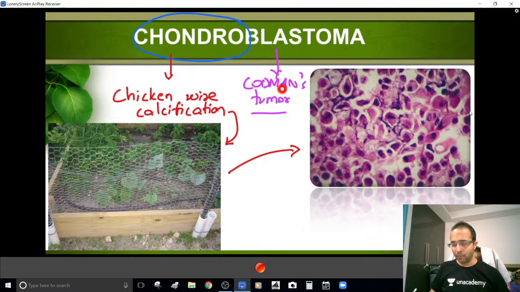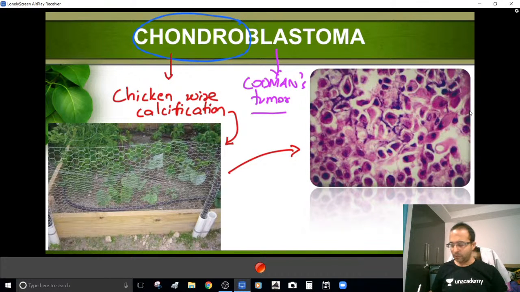Please remember that, because I know you know of something called Codman's triangle that you find in osteosarcoma. So when the examiner asks you which is Codman's tumor, you tend to take osteosarcoma. Please don't make that mistake. Codman's tumor is chondroblastoma because this biopsy that has chicken wire calcification was described by Codman.